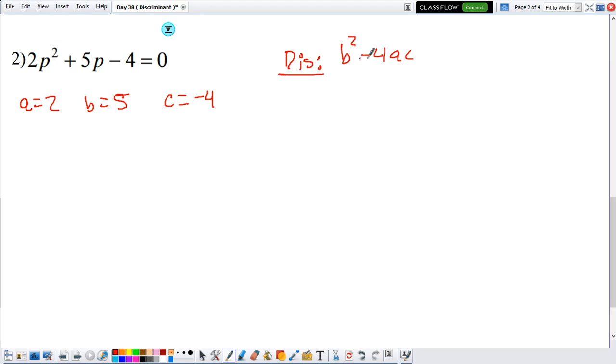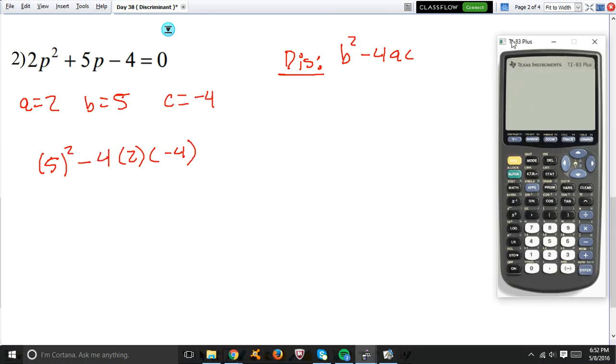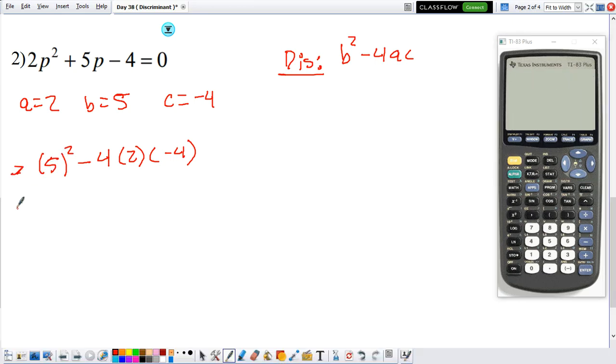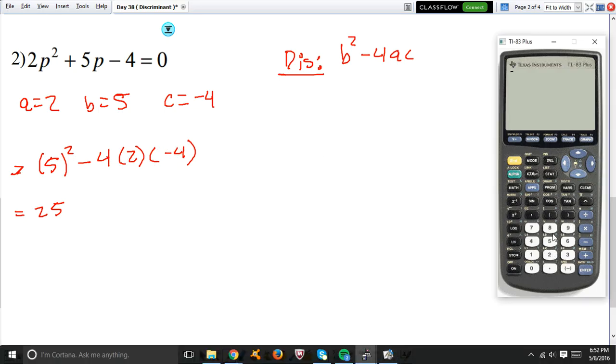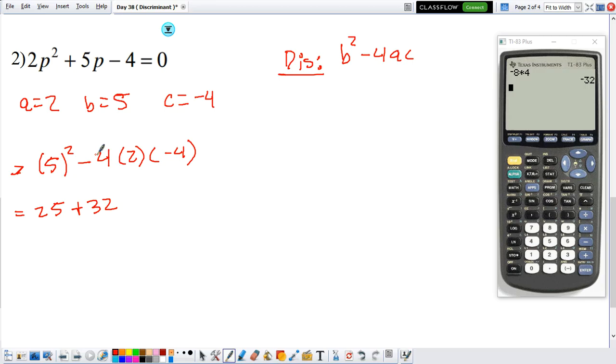Our discriminant is right here, so let's plug it in. We're going to have 5 to the second minus 4 times A times C. 5 to the second is equal to 25. -4 times 2 is -8, and -8 times 4 is equal to 32. So we got positive 32.